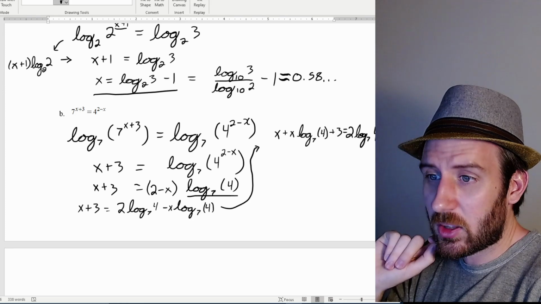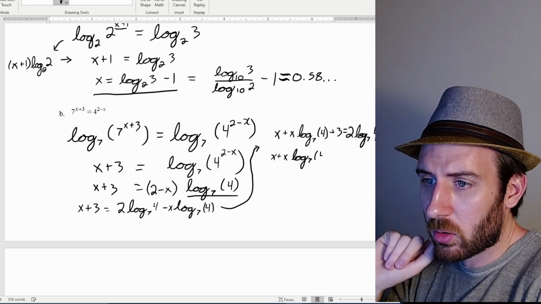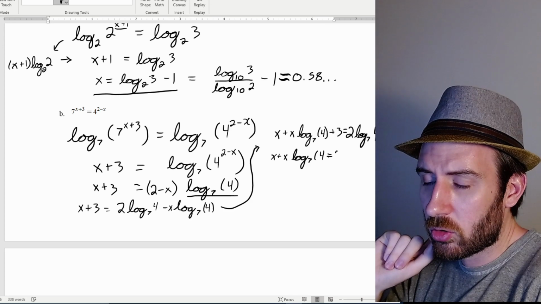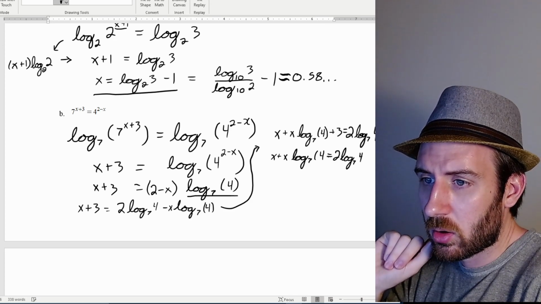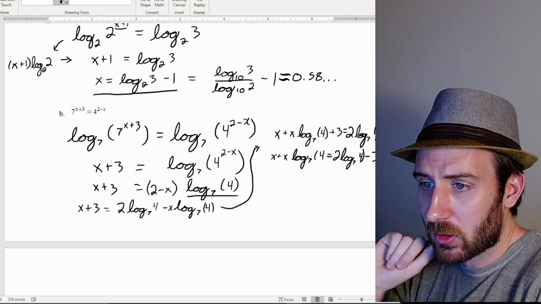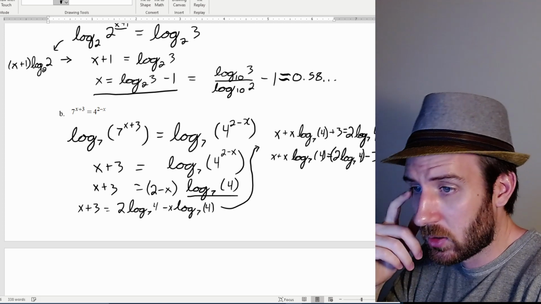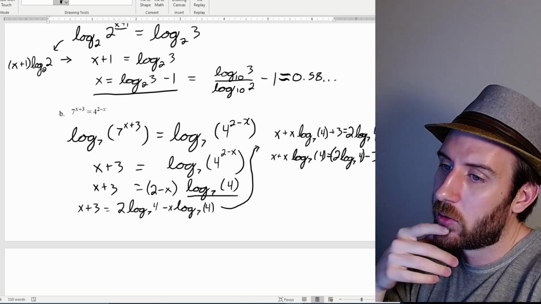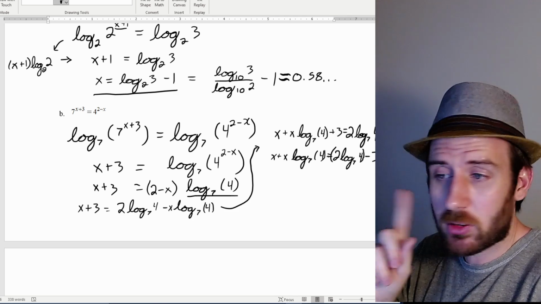And then I guess we could get the 3 out of the way, try to get the x's alone. So I had x plus x log base 7 of 4 equals 2 log base 7 of 4 minus 3. Maybe I'll use parentheses here to make sure that I'm keeping everything nice and grouped, not getting anything confused. I have x's in 2 different places. It's being multiplied in 2 different places. We could factor it out.